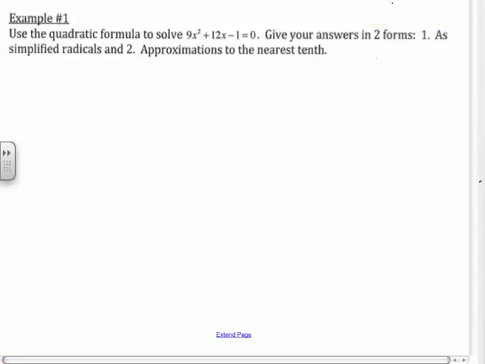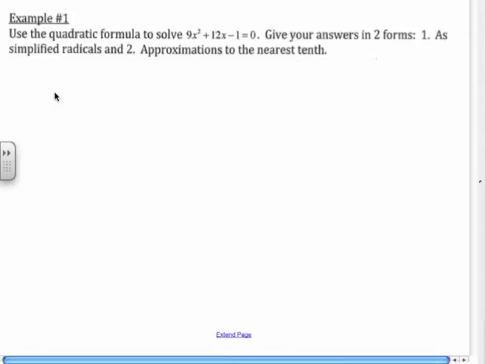Okay, guys, example number 1. Use the quadratic formula to solve 9x squared plus 12x minus 1 equals 0. And I just answered a question from Noah about why we're doing this. This is the way that we solve quadratic equations, equations that have x to the second power. If it's a linear equation, we know we just want to get the variable by itself, but we've got two different kinds of variables here, one to the first and one to the second power. So we're going to solve it in a little bit different way, okay?